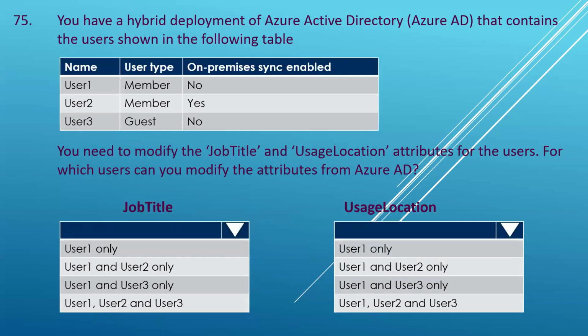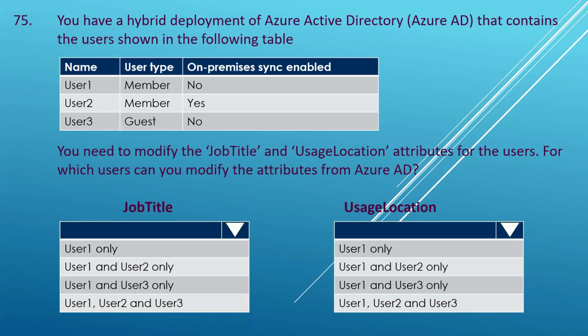You have a hybrid deployment of Azure Active Directory that contains the users shown in the following table. You have 3 users, of which user 1 and user 2 are member type and user 3 is guest type. User 2 has on-premise sync enabled, whereas user 1 and 3 do not. What this tells us is user 2 is a user which was created in on-prem Active Directory and has been synced to Azure Active Directory. This is a critical thing in this question.